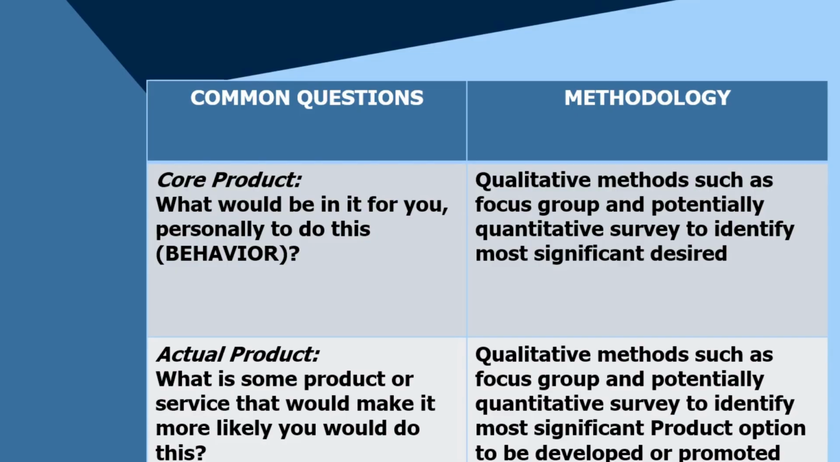For the actual product, what is some product, a good or service, that would make it more likely you would do this? Again, qualitative methods might figure out the potential ones, and a quantitative survey could identify those most significant to be developed or promoted.